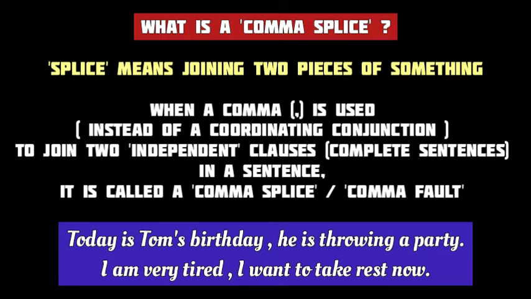For example, "Today is Tom's birthday, and he is throwing a party" are two independent clauses here. Both these clauses make complete sense independently. So as I said earlier, a comma splice will occur if these two independent clauses are joined with a comma in a sentence. Take another example of the comma splice.